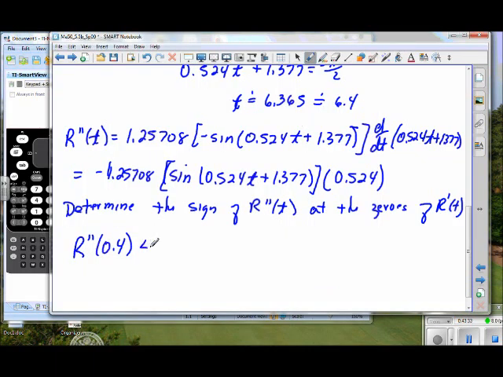The conclusion is that at t equaling 0.4, r of t, if it's less than zero, is a maximum. Because if it's less than zero, then we're concave down, which makes that a maximum.